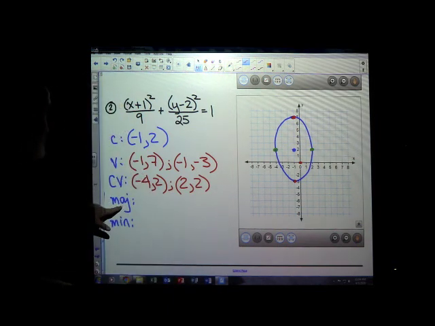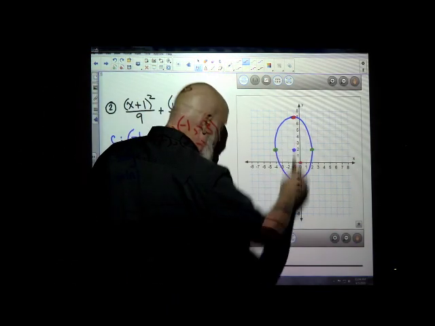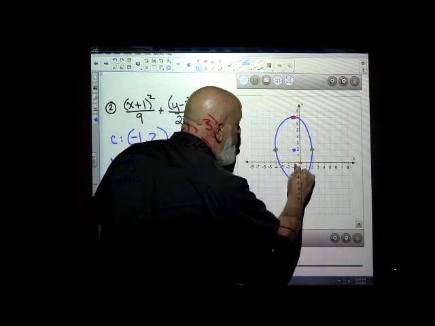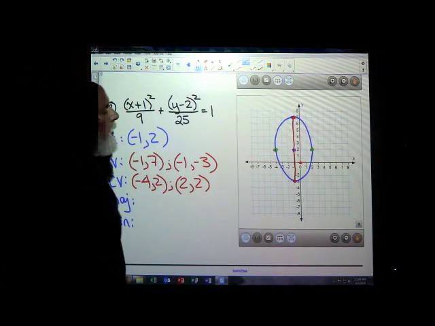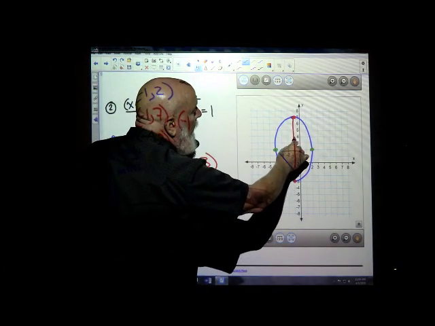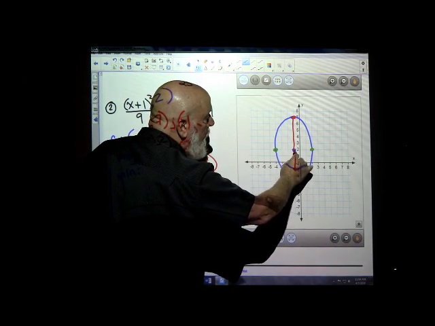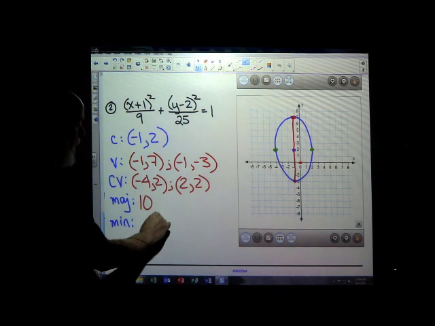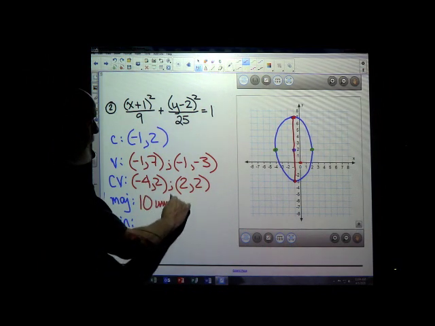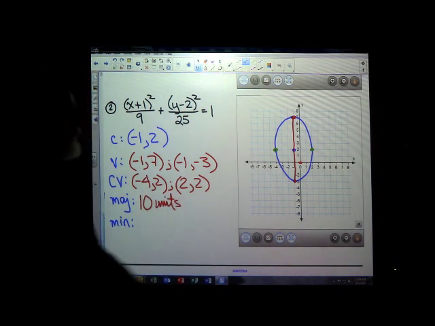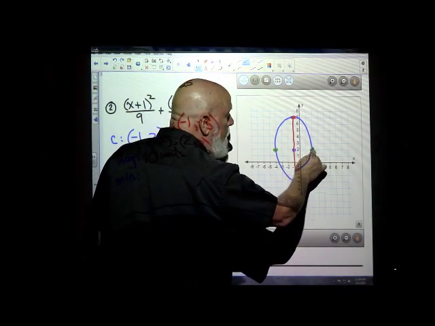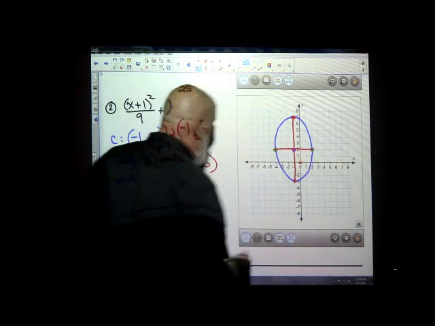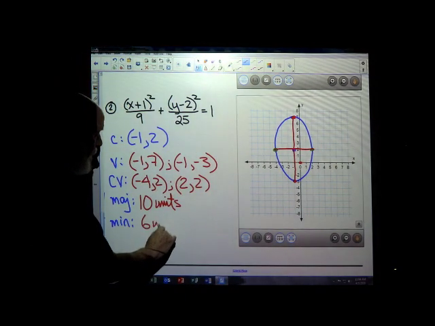Okay. Length of the major axis. That's the length of the line segment that cuts this thing in half the long way. That's this line segment right here. And so if I go up 5 from the center and then down 5 from the center, the length of that thing has to be 10 units. So the length of the major axis is 10 units. And the length of the minor axis, from here, if I go 3 to the right and 3 to the left, the length of the minor axis has got to be 6 units.